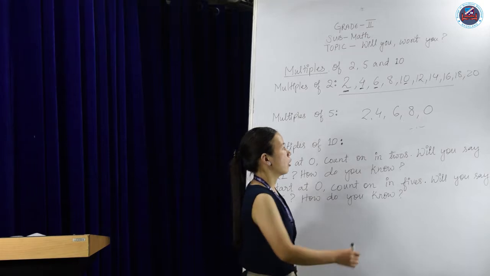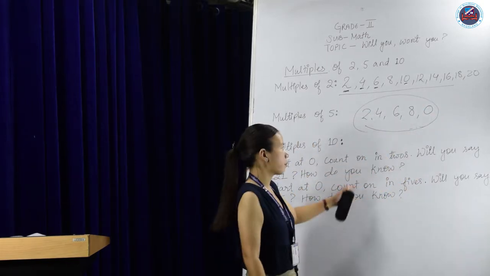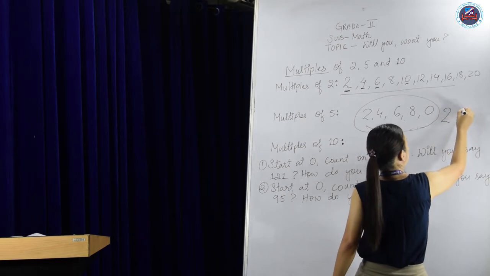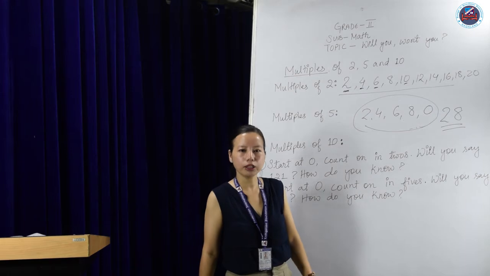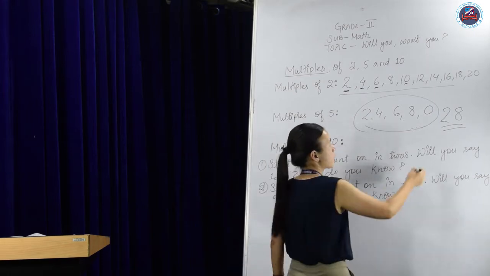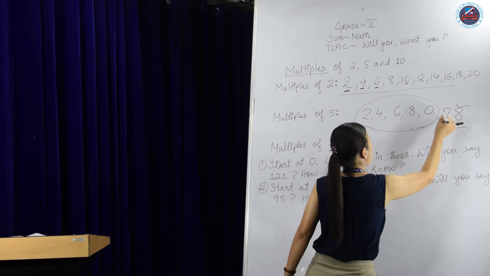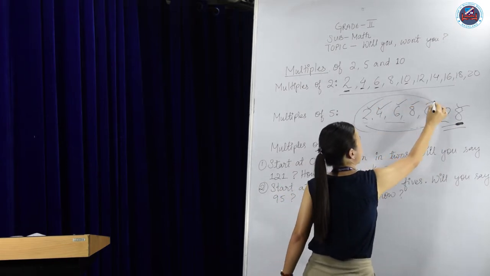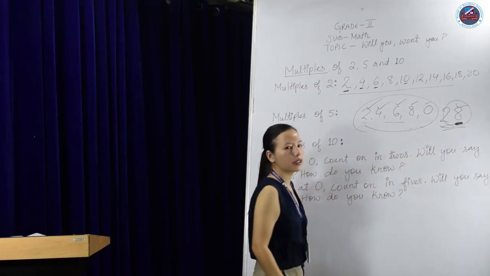How do we know that? The number can be any number. Suppose I write 28. Can we say this number 28 is a multiple of 2 or not? To know, we have to look at the ones place. Here the ones place is 8. The ones place of a multiple of 2 should be either 2, 4, 6, 8 or 0, right? Here it is 8, so 28 is a multiple of 2.